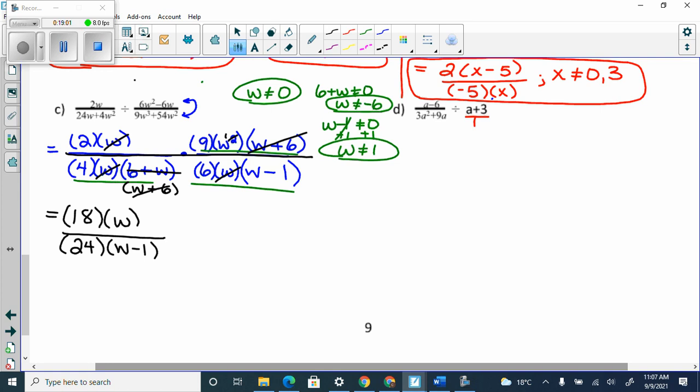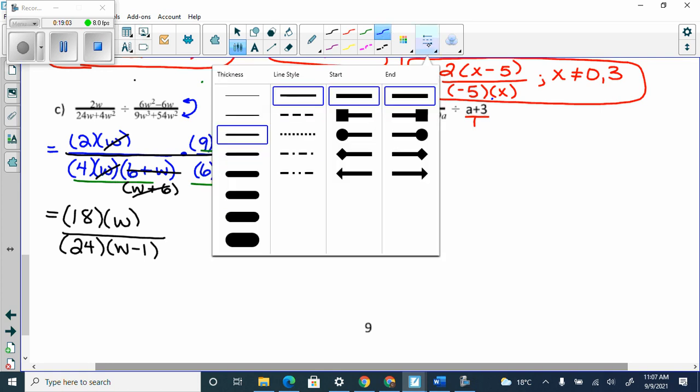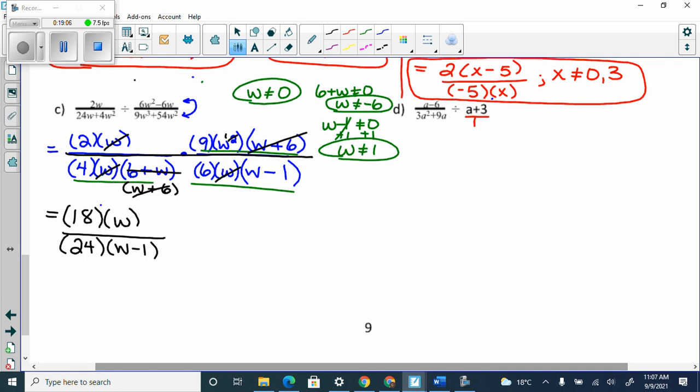Okay, I'm going to take a 6 out of both. 18 divided by 6 is 3. 24 divided by 6 is 4. If I put these in, I get 3 over 4, so I know I'm right with what I did. My answer is going to be 3W over 4, W minus 1.